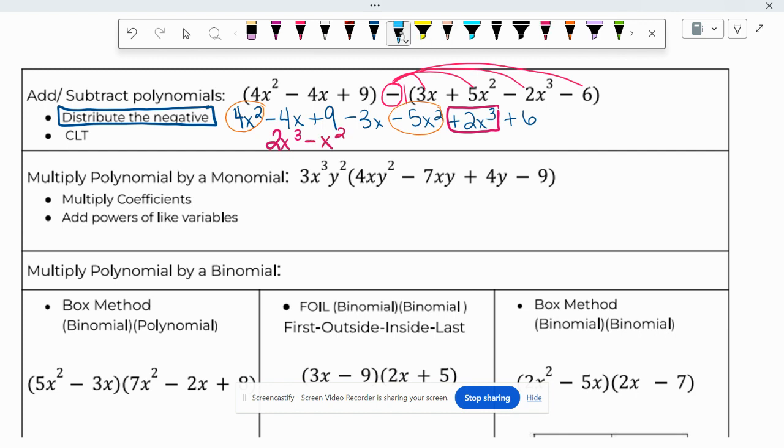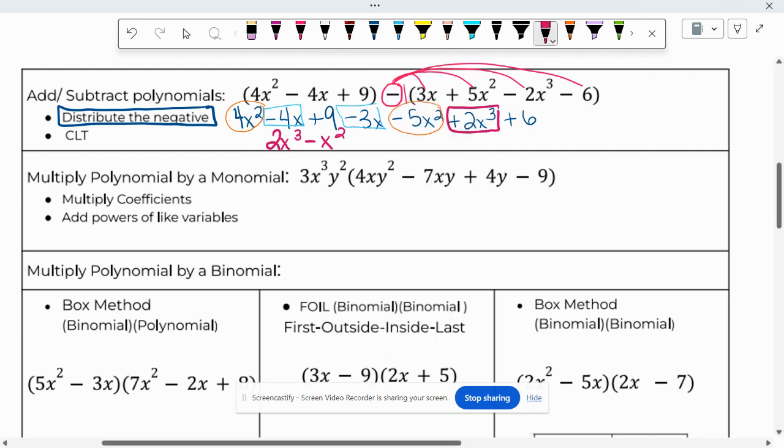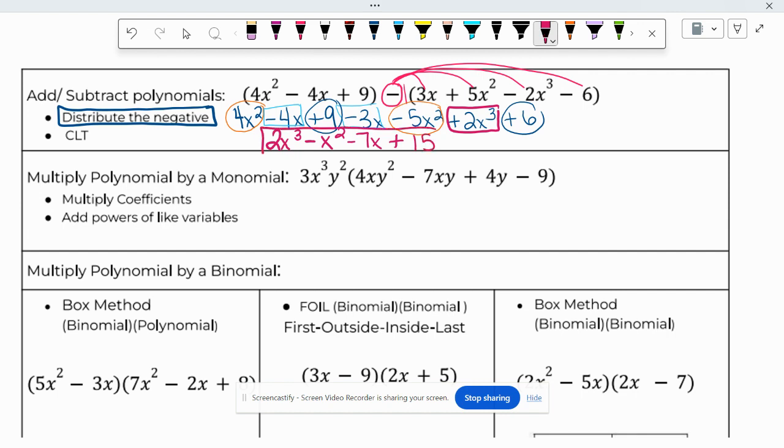Now I have to look at my x's. Let's see. I have a minus 4x and a minus 3x. What is -4 and -3? Same signs, add and keep. Yep, -7x. Last two terms, a positive 9 and a positive 6. 9 plus 6 is positive 15. So this is now written in standard form, and we've combined all of our like terms. Remember, your journals are just examples. That's an example of what it's like to subtract.